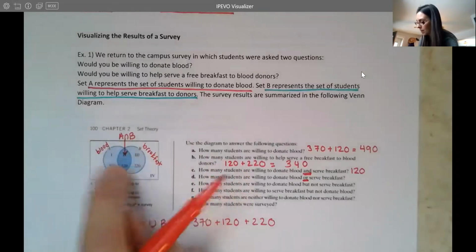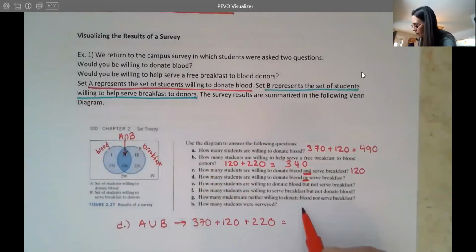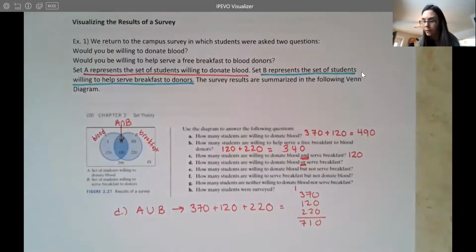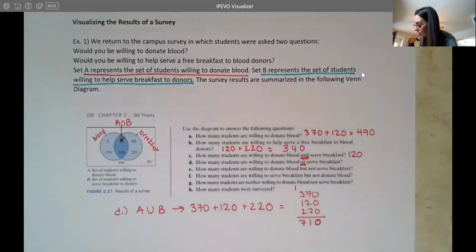We're combining those two sets together. So we're going to add this all up. And we have 710 students. Right? So those are 710 unique students.